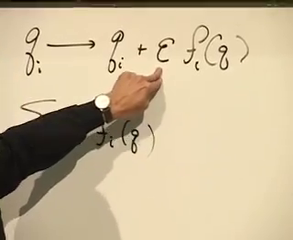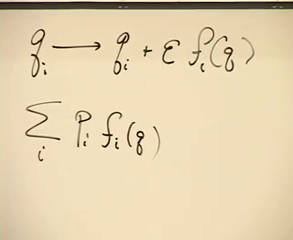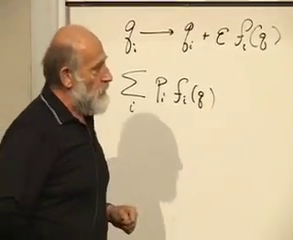You can neglect the epsilon there, just f sub I of q. And that's the conserved quantity which is conserved as a consequence of the symmetry.